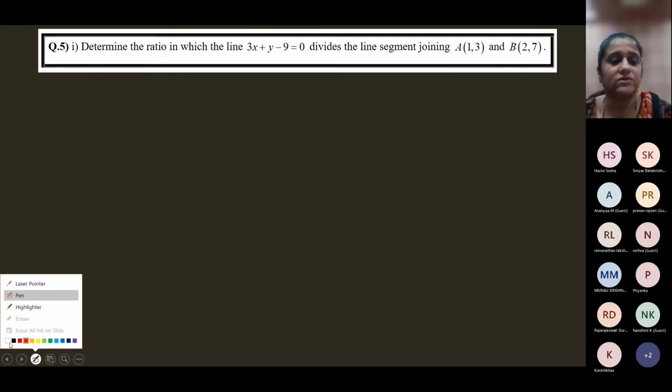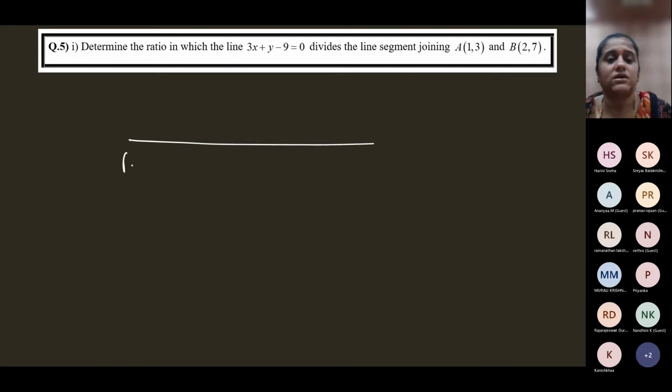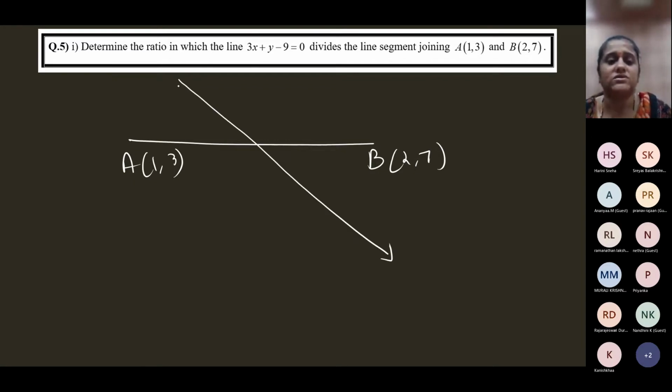So let's represent that like this. A, B, (1, 3), (2, 7). There is a line which crosses this line segment, and this line is given by the equation 3x plus y minus 9 is equal to 0. Now this line cuts AB here, let's say at the point P. So we need to find the ratio in which P divides AB.